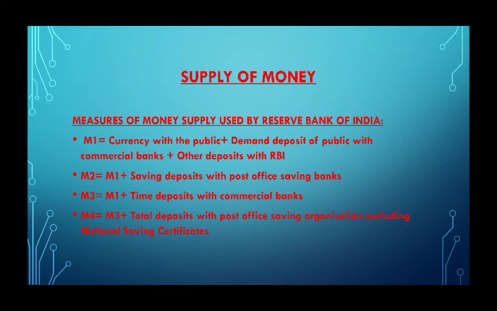Moving to M2. M2 means all the things which are included in M1 plus savings deposit with post office savings banks. We have accounts in post office as well. Post office is also having a branch of savings account. So in those accounts, when we are adding that amount of money also with M1, it becomes M2.